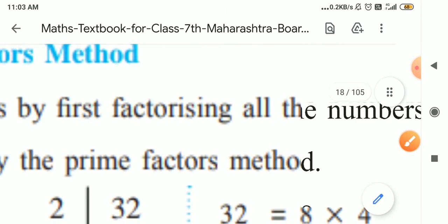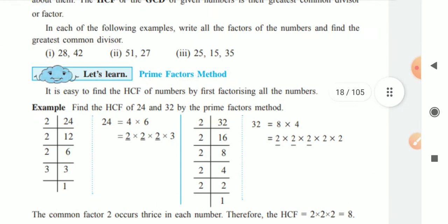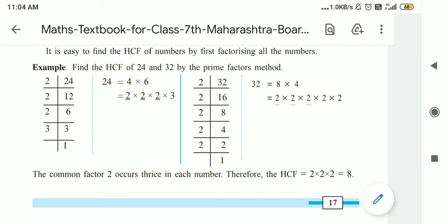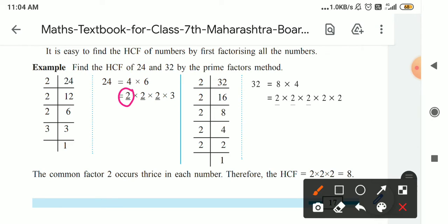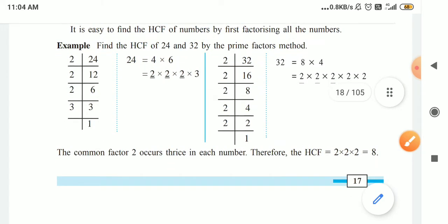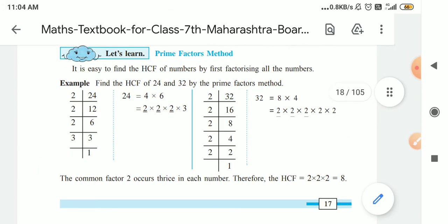I will show you in the textbook where it is given. See here, 24's factors are found here. 2 2s are 4, 4 2s are 8, 8 3s are 24. So 2 into 2 into 2 into 3 is the prime factors of 24. 32's prime factors are 2 into 2 into 2 into 2 into 2. From this we have to find the common factor, that is how many 2's are common here. 3 2's are common, and the multiplication of this common factor is the HCF of the given numbers. Anybody have any doubt in this, then you just ask me. Okay, then we will see the next example.